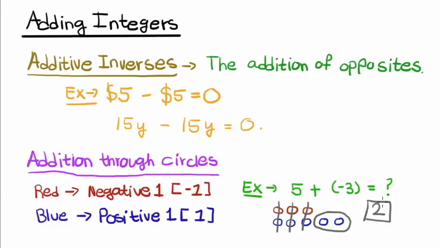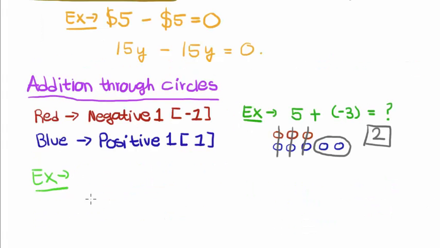Let's do one more example. In this example, we will find the answer of what negative 8 plus 5 is. So we can write this down as this. As you can see, I'm going to draw 8 red circles to represent negative 8, and then I'm going to draw 5 blue circles to represent positive 5.